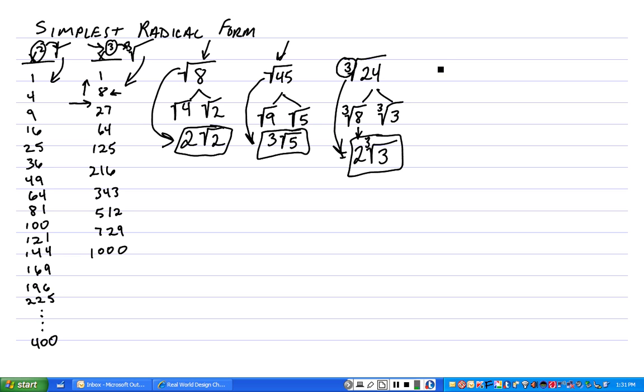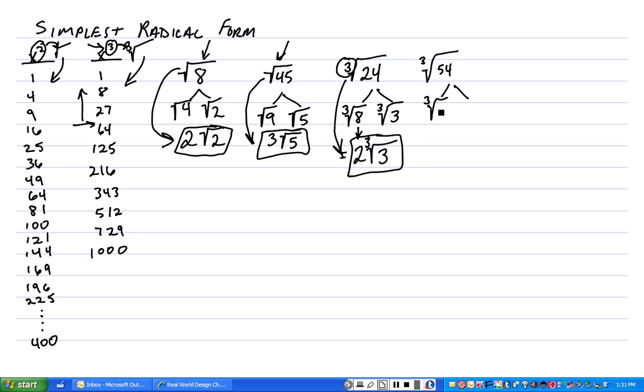Let's look at another cube root. Let's say we have 54. Alright, well 54 fits in between those. We check to see what our biggest factor is. Does 27 go into 54? Yes, it does.